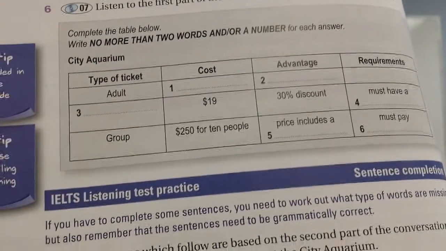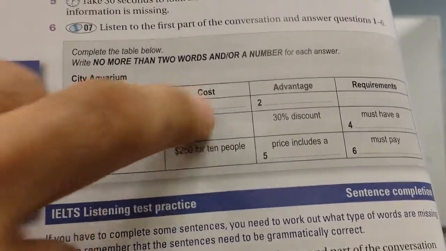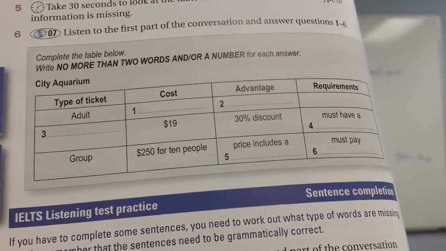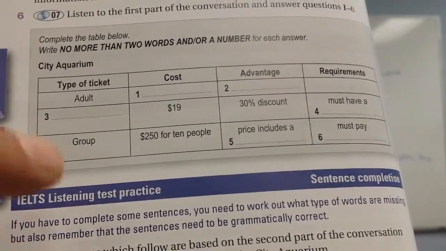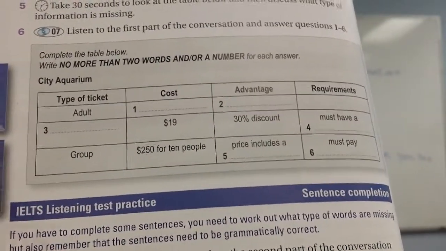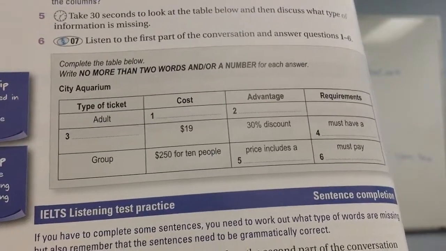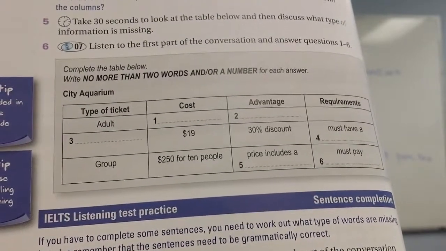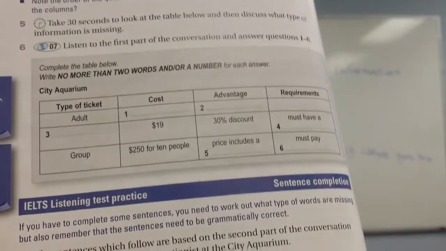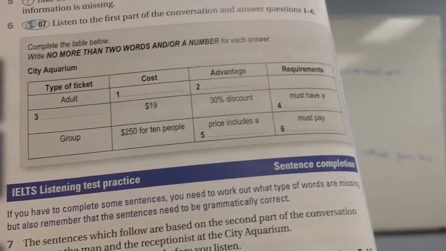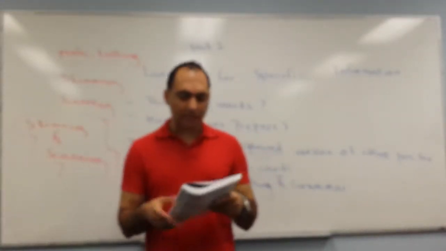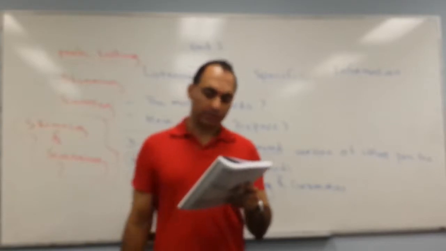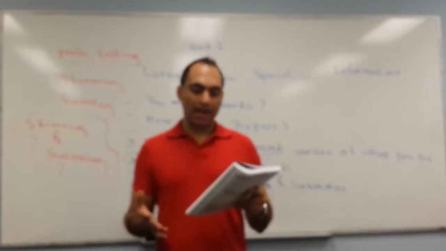Now we have adult. Number 1, you need the cost of it. Number 2, you need the advantage. Then you need the requirements. 3, again, you have a gap. Then you have the cost already. So when you have $19 and you have 30% discount, these are keywords, right? That guide you. Then you would know, for example, when the person, now that you have an idea, is it like the first one, type of ticket, adult, cost, advantage, and requirements.